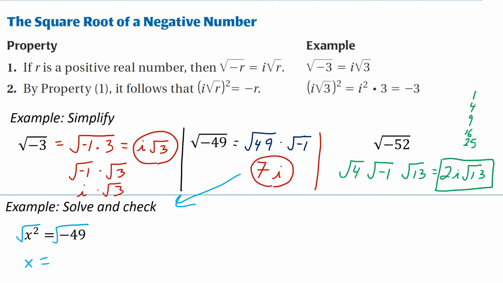As you can see there. So I'll put 7i. But you have to remember that when you're solving an equation, you have both the positive root and the negative root. So don't forget to put plus or minus in front of your solution.